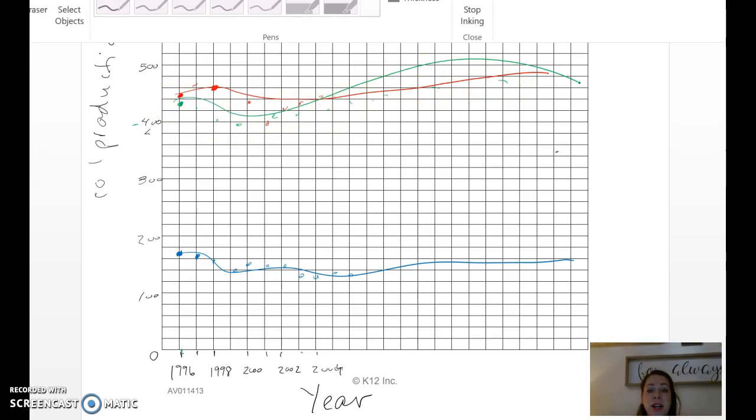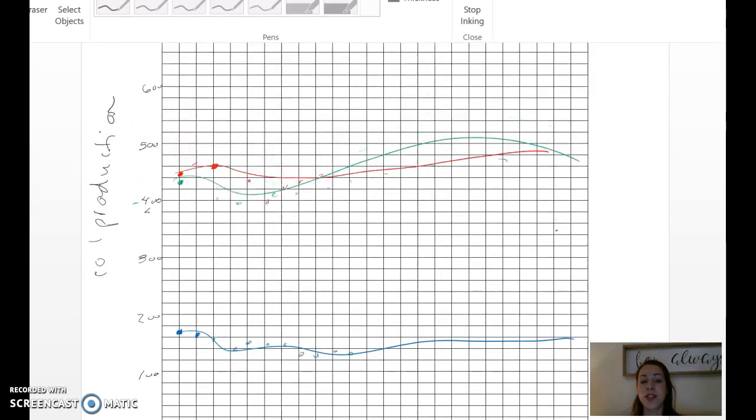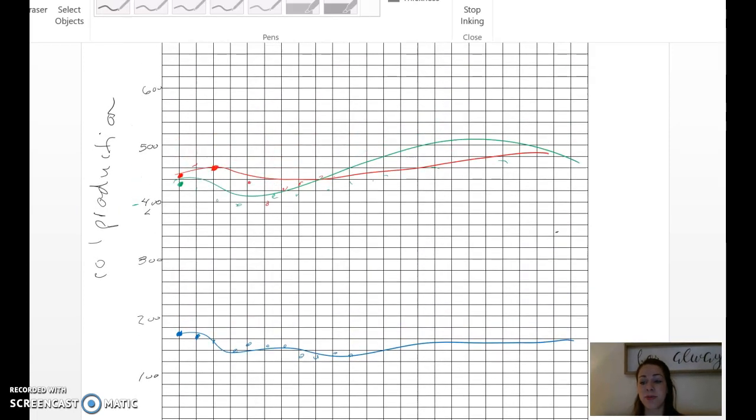So at the end of this, you're going to have graphed 3 lines, 3 different colors. You're going to have points for each year, and then connect those points with a line for each color. Make sure you have the x-axis labeled, the y-axis labeled, and your key and your title. So this is your graph. Your graph is worth 10 points.